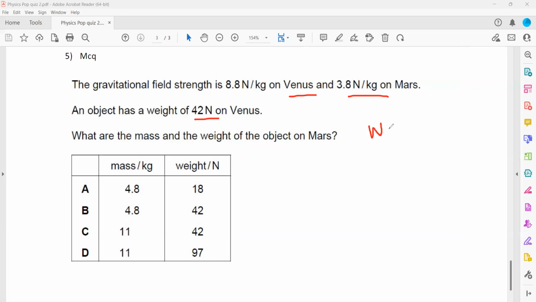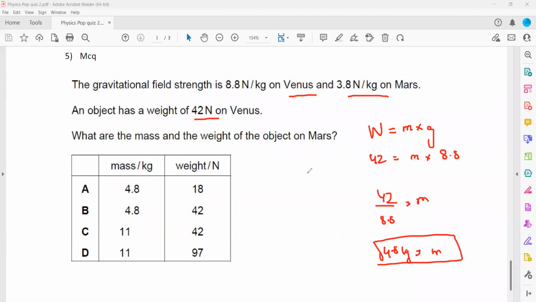You have the formula, weight equals mass multiplied by gravity. So weight on Venus is 42. Mass we don't know. And what was the gravity of Venus? The gravity of Venus is 8.8. So we need the mass, so it will be 42 divided by 8.8, which is 4.77, which you can round off to 4.8. So mass will be equal to 4.8 and the unit will be kg.